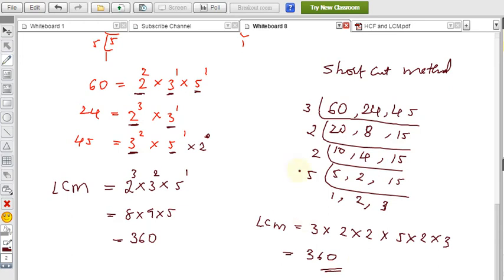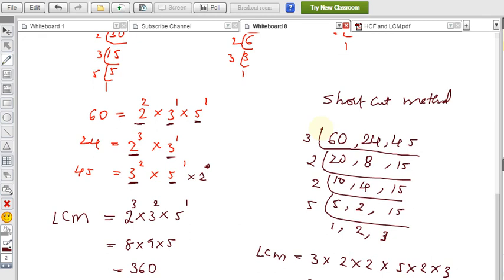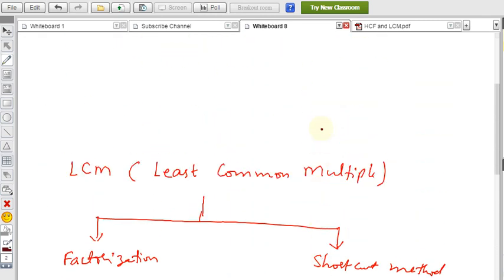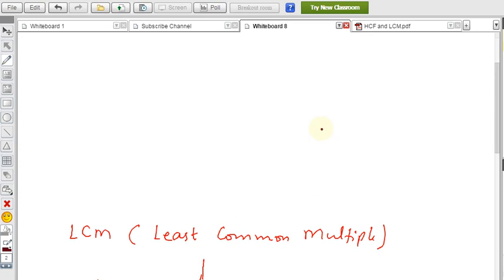So the shortcut method is easy. We just should know the division and we should know the tables perfectly. Fine. Now you see the HCF.